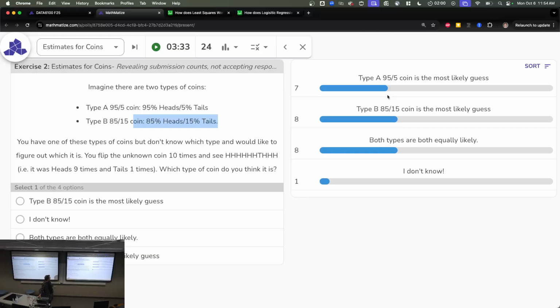Not only are we sort of equally split between type A and type B, 8-7, almost exactly the same, we're also a 3-way split with both types equally likely. And of course, only 1 out of 3 of these options is correct. There is some well-defined mathematical way in which one of the answers is right and the other 2 are wrong, and we're perfectly split between them.